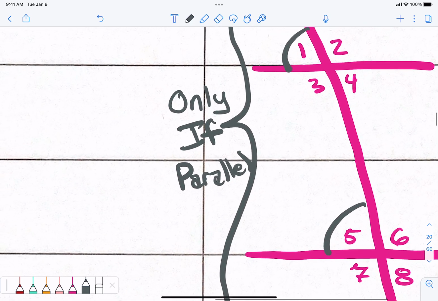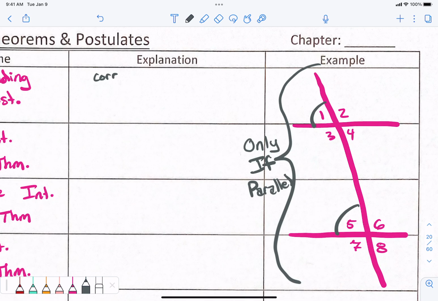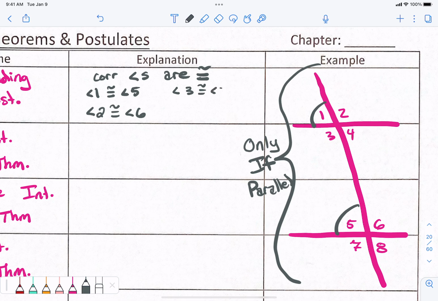Does that make sense? Okay, so I'm going to say corresponding angles, as long as the lines are parallel, corresponding angles are congruent. So angle 1 is congruent to angle 5. Angle 2 is congruent to angle 6. Angle 3 and angle 7. And angle 4 and angle 8. Those are all my groups that go together. Okay?